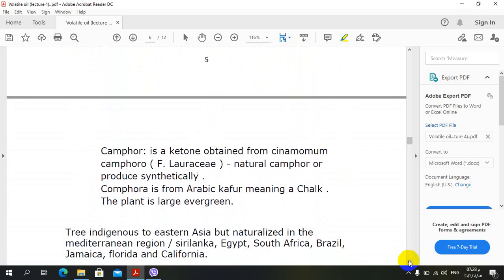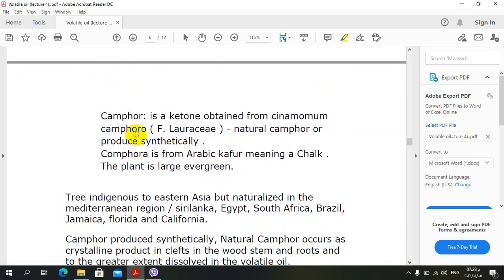Now we are going to discuss camphor because this is a very important drug. It is a ketone obtained from Cinnamomum camphora, Lauraceae family, natural camphor or produced synthetically. Camphor can come from natural sources and can also be synthesized by industry. Camphor is from Arabic kafur, meaning a choke.